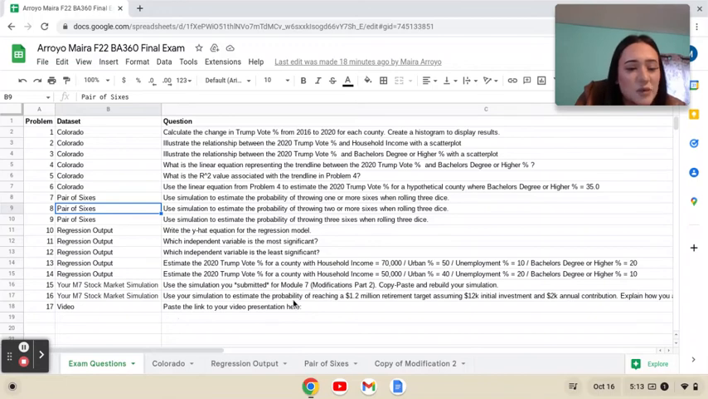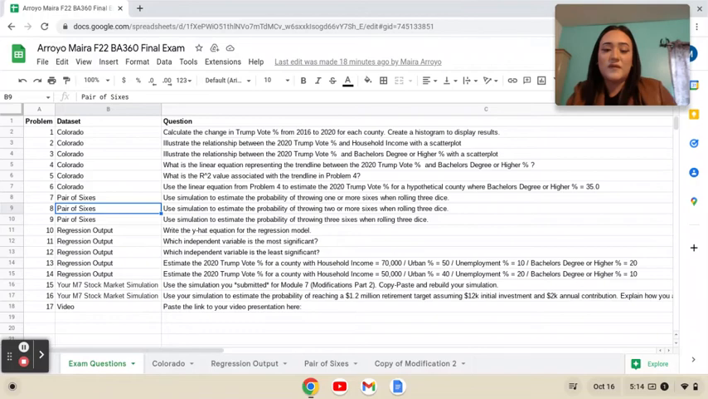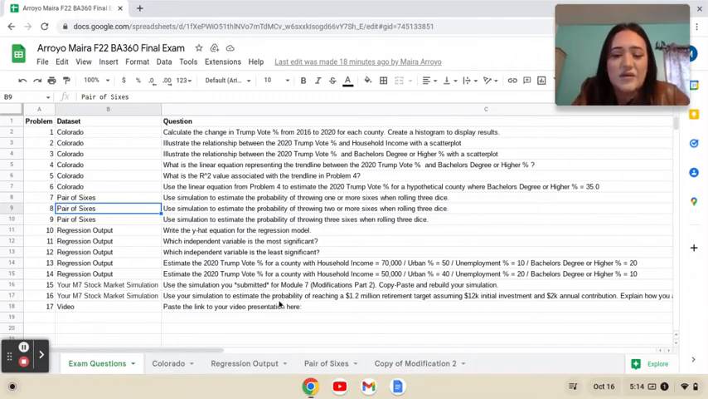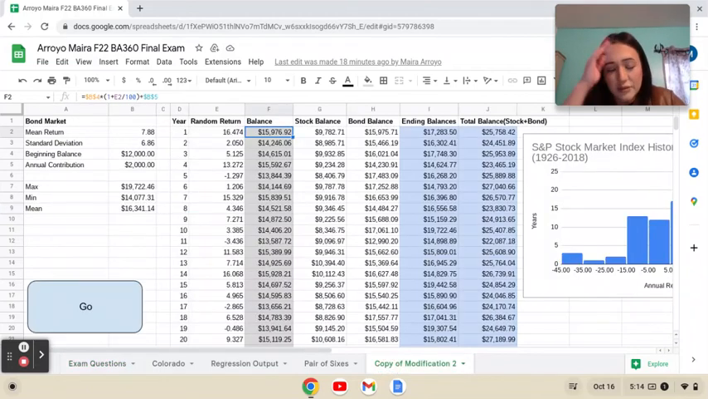And 15 and 16 was the stock market simulation, and that's kind of what I had a little harder time with. Even in the modules, it was a really stressful module for me just because I couldn't figure it out. I think the simulation just kind of messed with me. It was fun, but it is kind of tricky sometimes. It says use the simulation you submitted for module 7, modification part 2, copy and paste and rebuild your simulation. So when I copied it over, my script wasn't working, so I had to recode it.